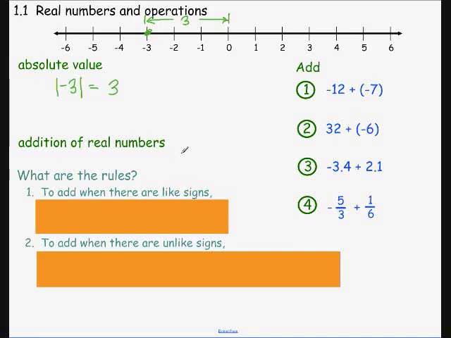So I'm going to add some real numbers. I'm going to add -2 and -7. What's going to happen here? They have the same sign, so I'm going to sum them. And what is the sign of my sum going to be? Yes, negative.